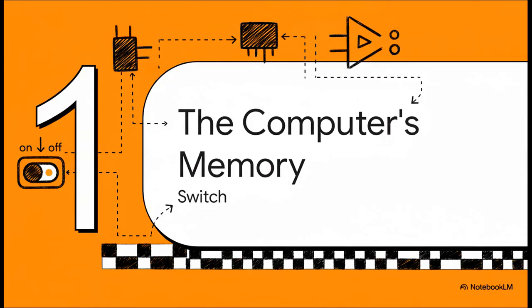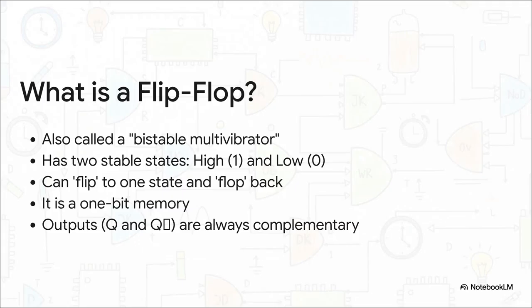To really wrap our heads around this, we need to start with the most basic one-bit memory element you can possibly imagine. So, let's meet the computer's memory switch. This little guy is a flip-flop. Now, engineers have a fancy name for it, a bistable multivibrator, but that's just a long way of saying it has two, and only two stable states, high, which we call a 1, and low, which we call a 0. It can flip into one state and just hang out there, or flop back to the other and stay there.